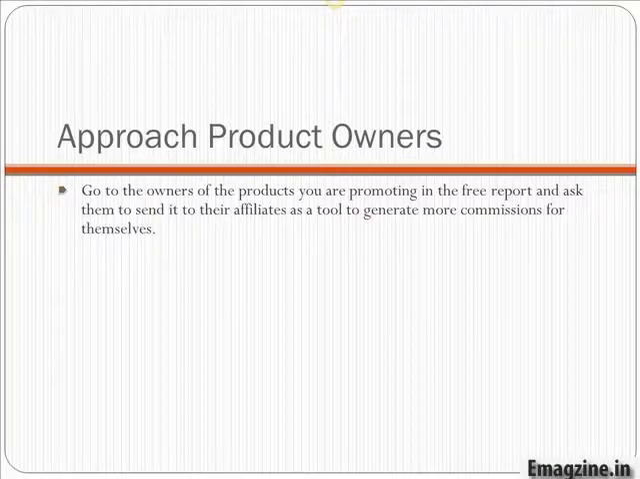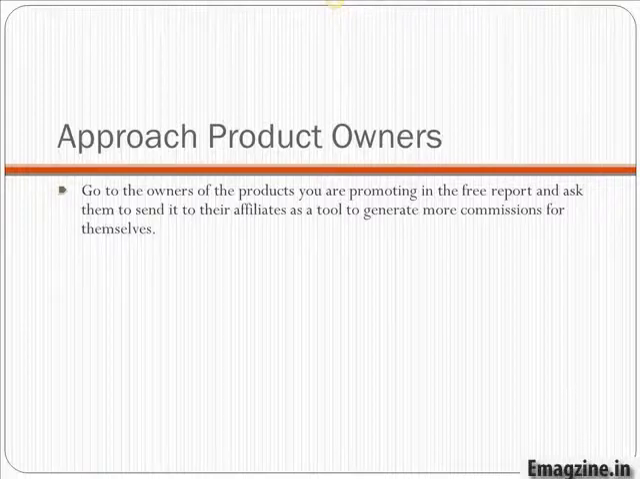Approach product owners. Go to the owners of the products you are promoting in the free report and ask them to send it to their affiliates as a tool to generate more commissions for themselves. Now, this is something that is really cool. Basically, you go out and find some really good products that belong to some really good star-powered marketers. You get these products and create a free report that goes along with their product. Then you contact that product owner and ask them to send it out to their affiliates as a tool to generate more commissions for themselves.